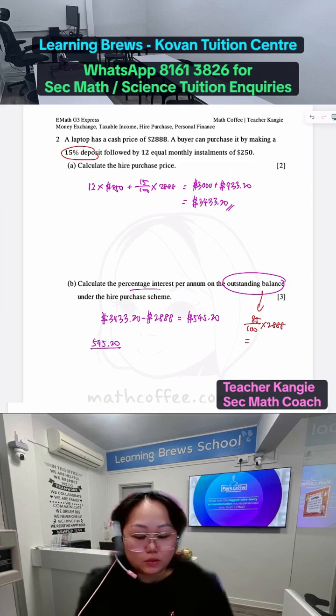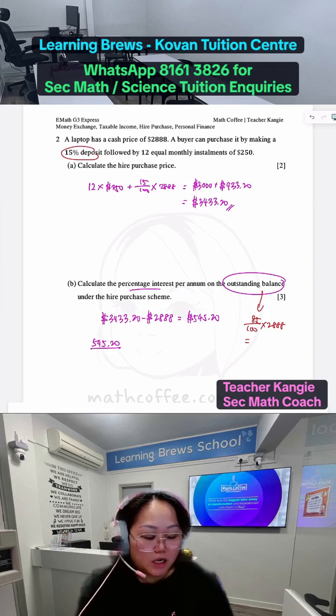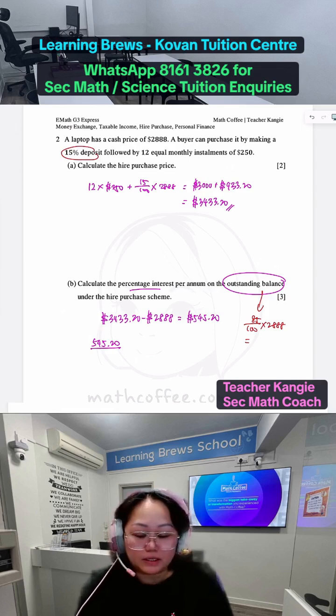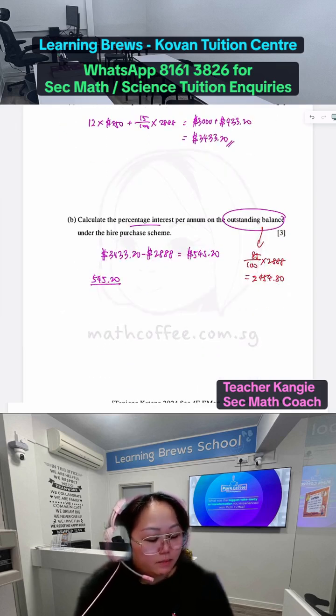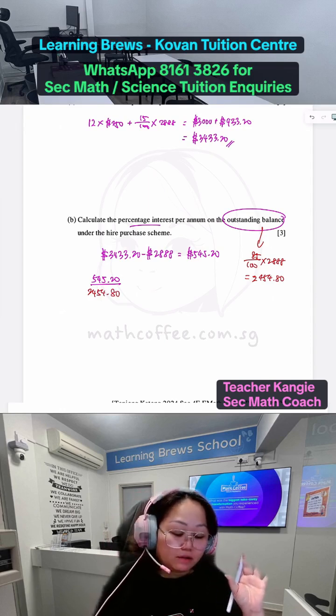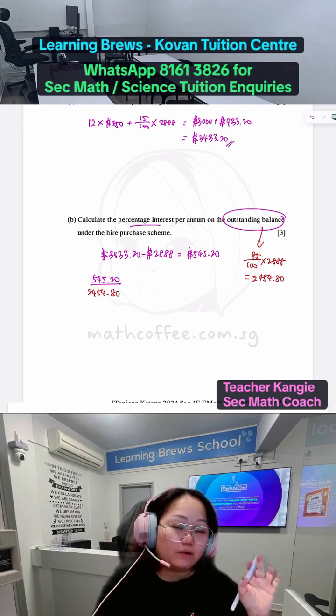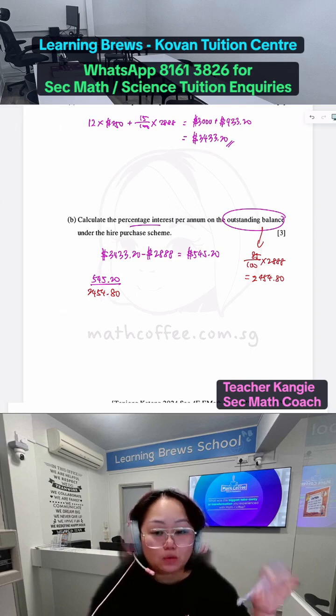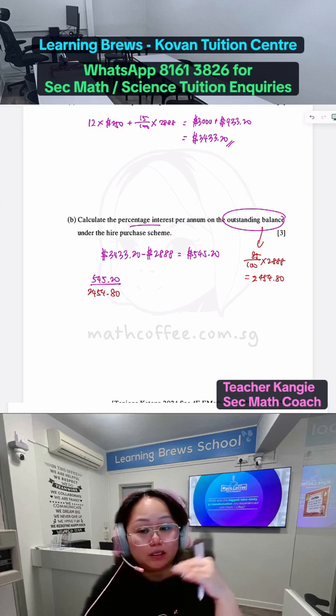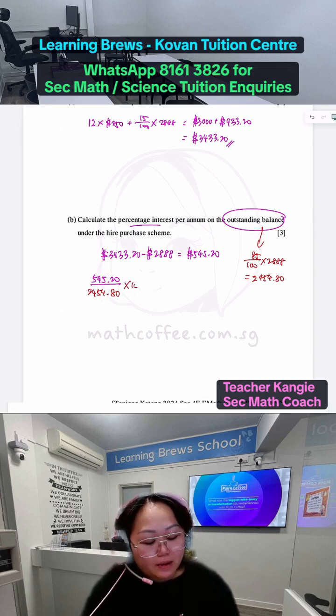So this outstanding balance is 85% multiplied by 2,888. This one is a little bit tricky because you need to find the outstanding balance. So 85% times 2,888 is actually $2,454.80. So the denominator is based on this one. You pay the interest of $545.20, and it's based on this $2,454.80 to calculate the interest rate. So that's why the reference, the denominator, is this amount. Then you multiply it by 100.